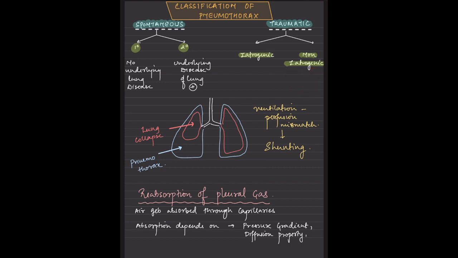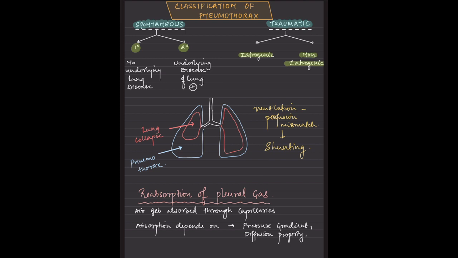Here I have a diagram wherein there is this lung and this is the air filled space, which is actually the pneumothorax, and this lung collapse is because the air is pushing the lung, and this is the normal side. Now what happens is there is a ventilation perfusion mismatch, and this is causing shunting. This is the phenomenon which will cause the patient to be dyspneic and tachypneic. He will be in air hunger in case of tension pneumothorax. We'll come to the clinical features also.